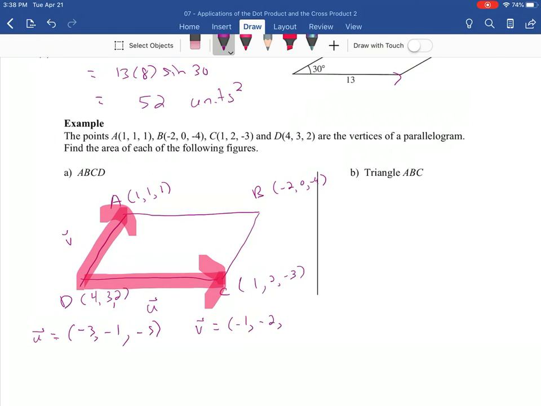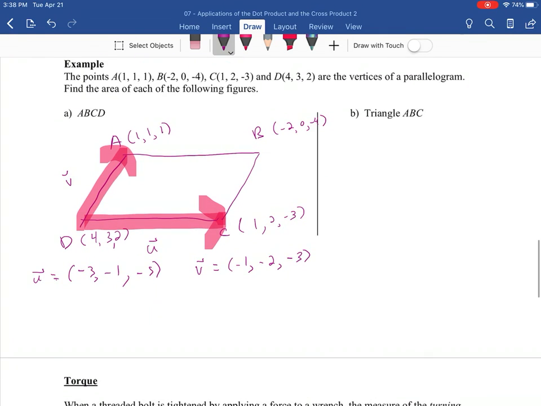My v will be 1 minus 2, which is negative 1. 1 minus 3, which is negative 2. And finally, 1 minus 4, which is negative 3. Why did I have that u and that v? Because what I really want to do is find the area, which is the magnitude of u crossed with v. So I want the magnitude of u crossed with v.